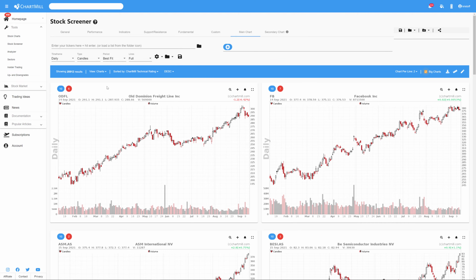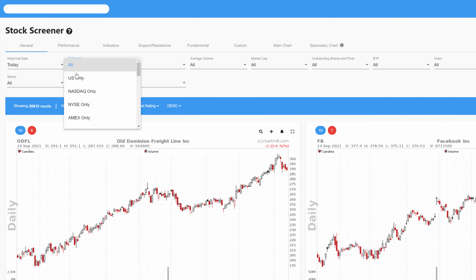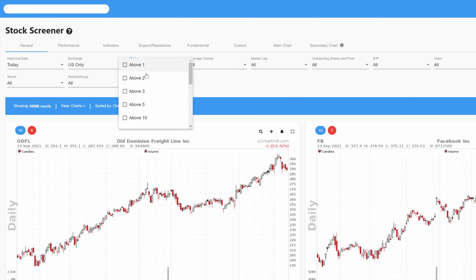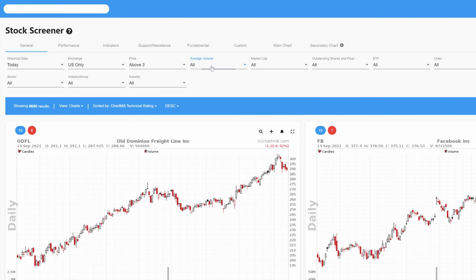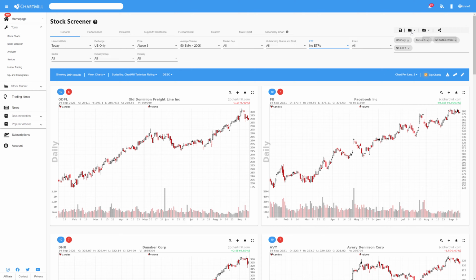Now, for the screens used in this video, I have used some similar general settings under the General tab. These are US only stocks, price above $3, average volume above 200,000 and no ETFs. Good to know, I'll put direct links for each screen filter in the description below so you can copy and save them as a personal screen. Feel free to tweak them to your own personal trading preferences, as the options are nearly endless.